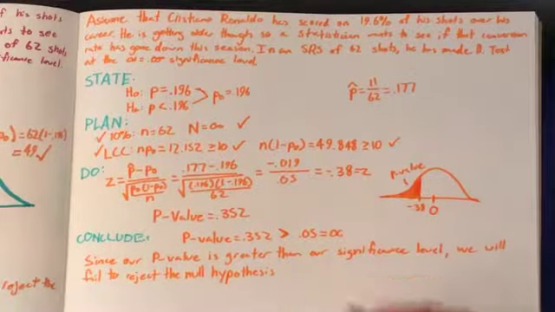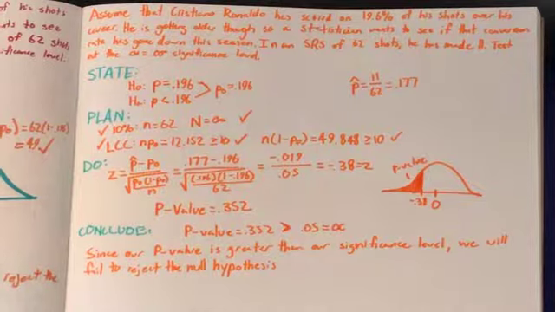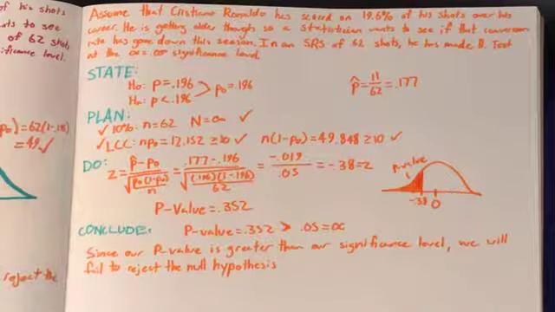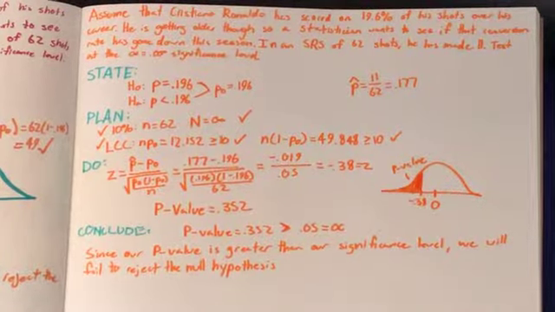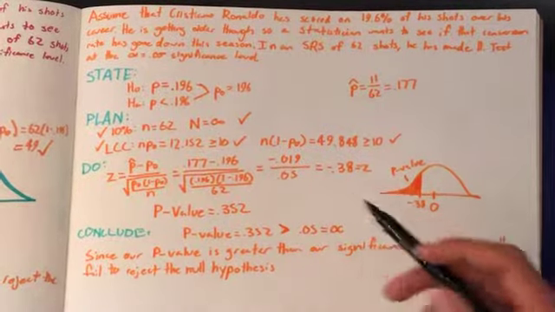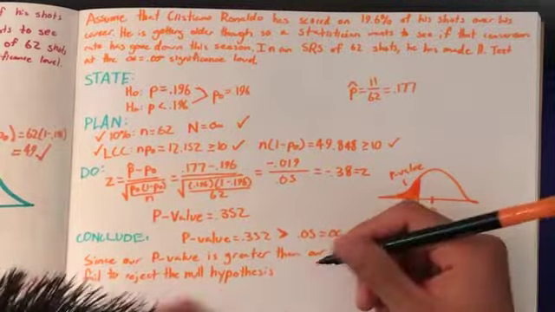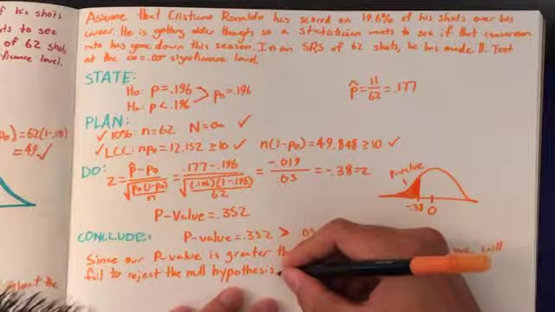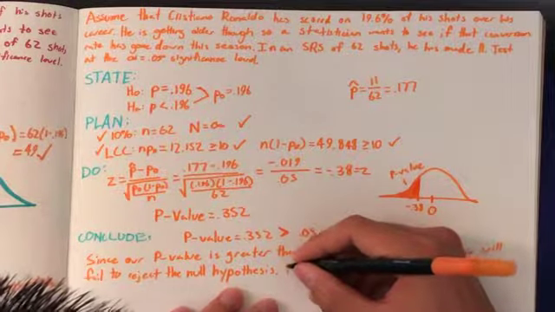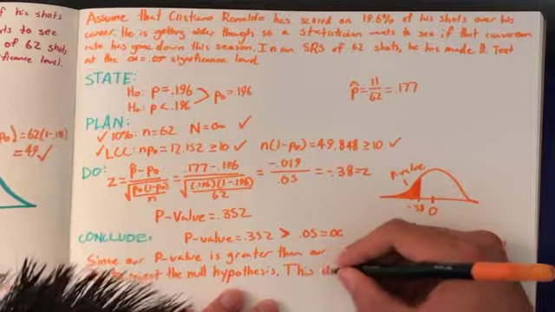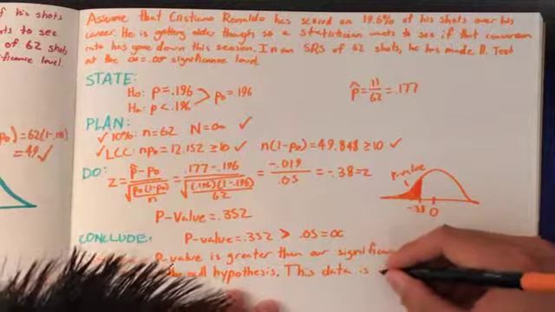Basically what this is saying is that there's a 35% chance we could have gotten something that bad, 35% chance is actually still pretty high. It happens 1 in every 3 times. So we would expect this to happen anyway, every 3 times. So we're not that convinced that Cristiano Ronaldo is actually getting worse. So we're going to fail to reject the null hypothesis. A nice thing you could add in there now is that this means that this data is not statistically significant.